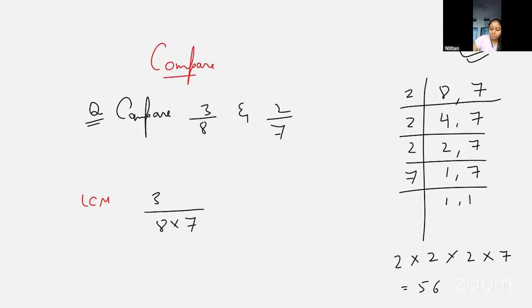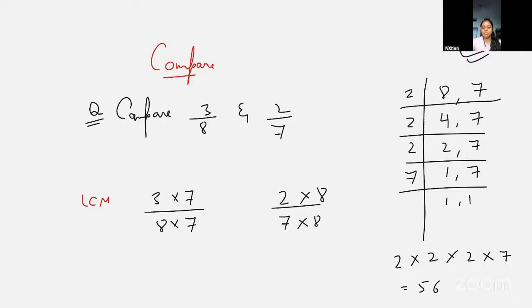In the table of 7, how many times does 56 come? 8 times. So when you are multiplying, in the table of 8, 56 is coming, how many times do you have to write that? The number with which you multiply the denominator, that same number you also multiply with the numerator. 8 into 7, because in the table of 8, 7 is coming 56 times.